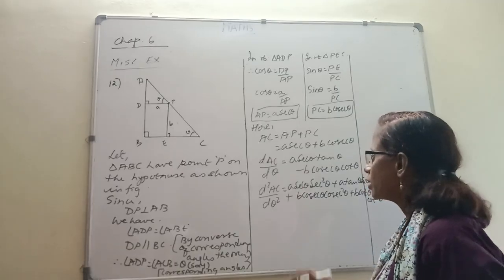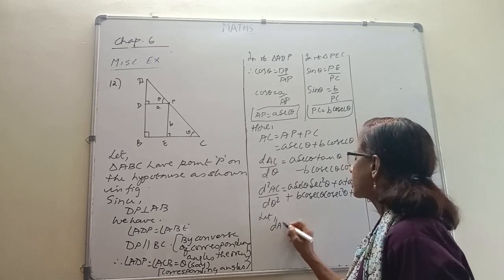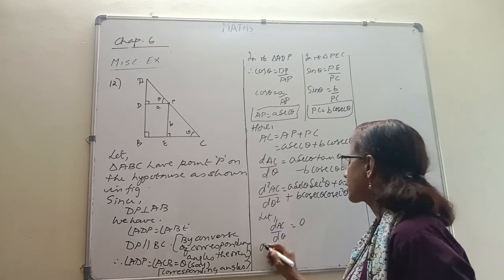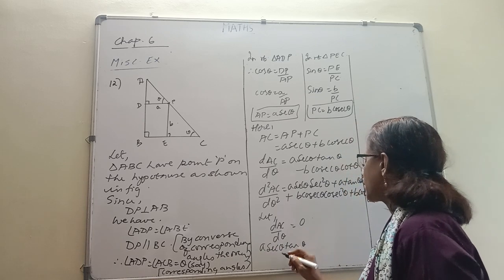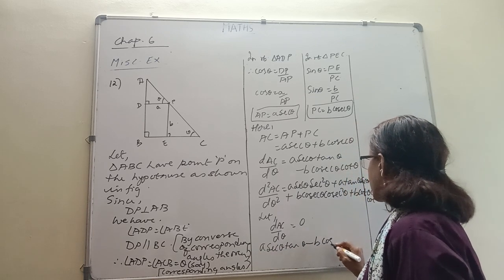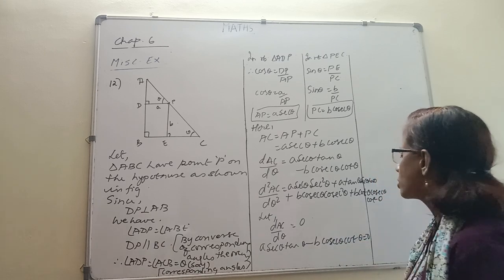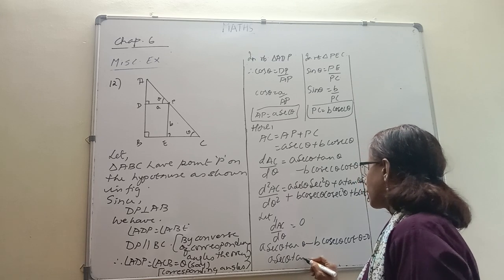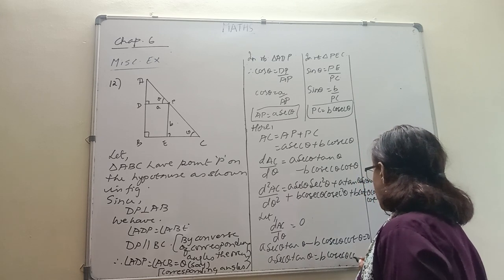Now, since you have already got this, let's go in for the critical point. Let dAc over d theta be equal to 0, which means a sec theta tan theta minus b cosec theta cot theta equals 0. So that will make a sec theta tan theta equal to b cosec theta cot theta.